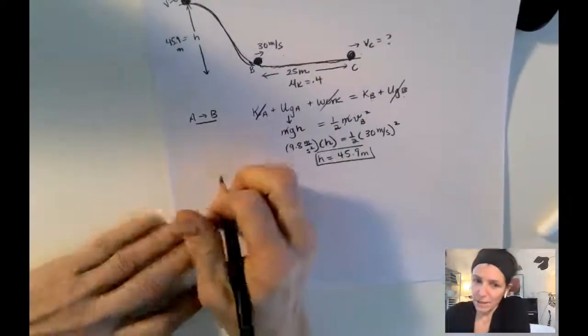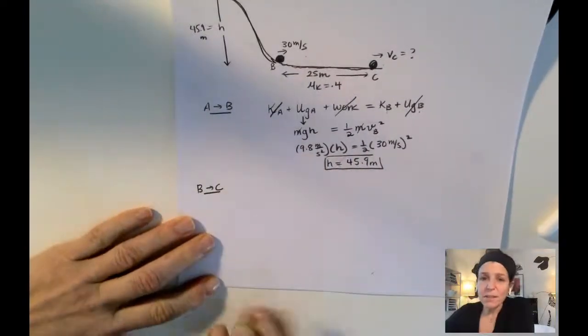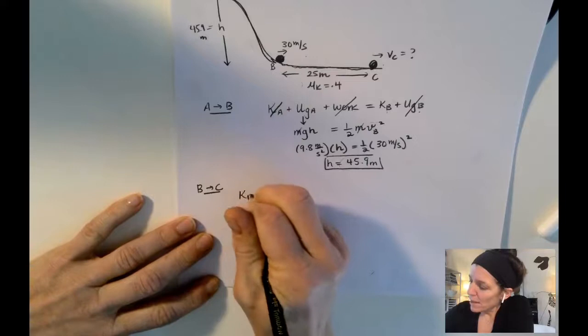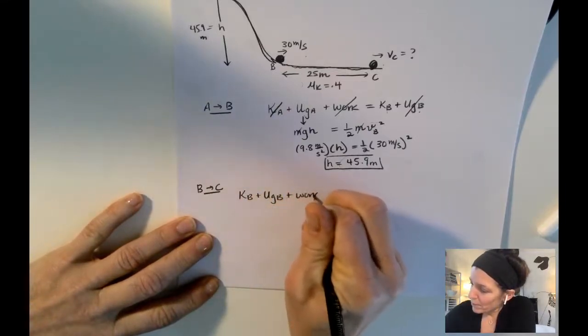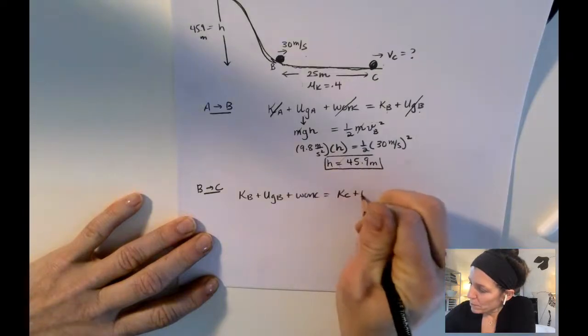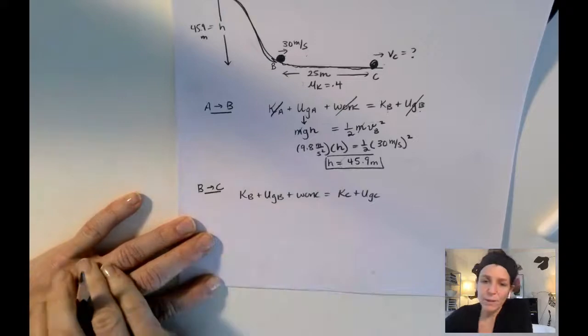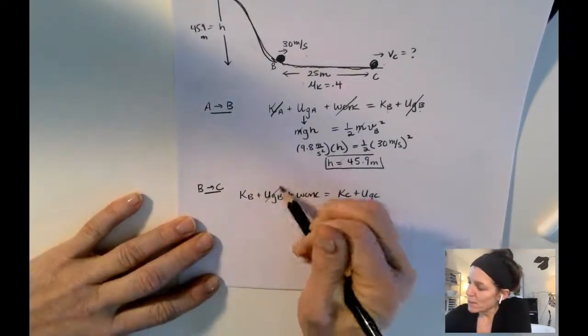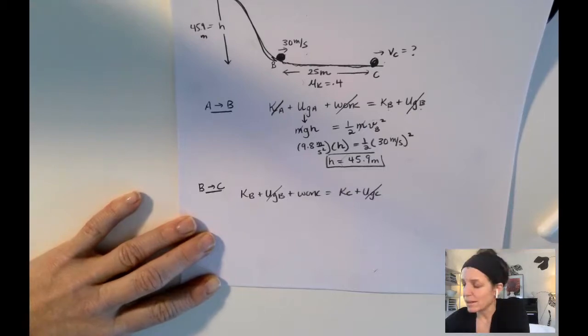Okay, B to C. So now let's look at B to C. Let's do the same thing. K at B plus UG at B plus work equals K at C plus UG at C. What I have plus work equals what I end up with. And the first thing we can notice is the problem is all happening on the ground, so there's no UG.